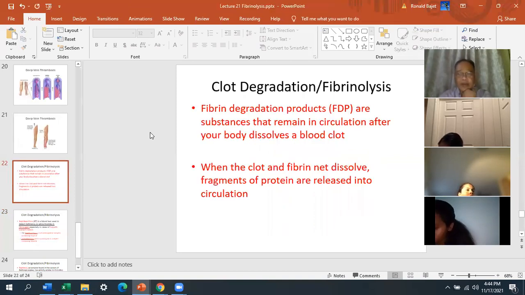Okay, fibrin degradation products, I talked about that, how they're formed. They are substances that remain in circulation after your blood dissolves a clot. And remember, it's the macrophages that do cleanup on some of these fibrin degradation products. So when a clot and fibrin net dissolve, fragments of protein are released into the circulation, and like I said, macrophages will take care of those.